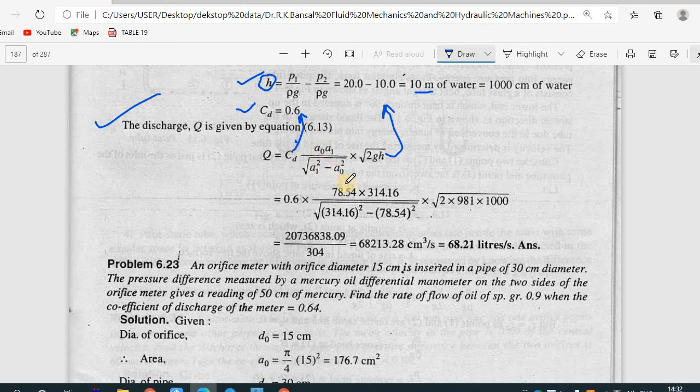Okay, so these values are also taken in centimeters. This value is in centimeter, this value is in centimeter, this value is in centimeter. So G we need to convert into centimeter per second square, which will be 981, and H is coming out to be 1000 centimeter.